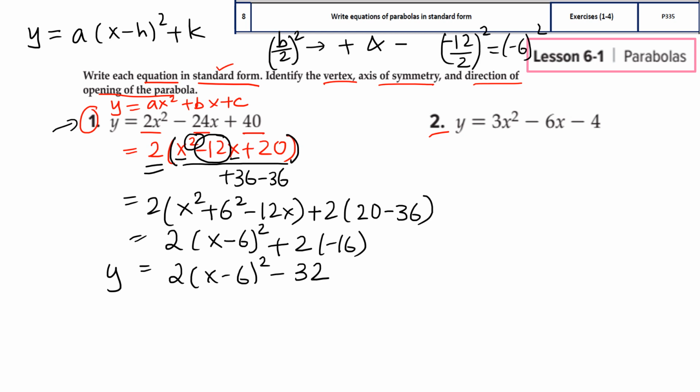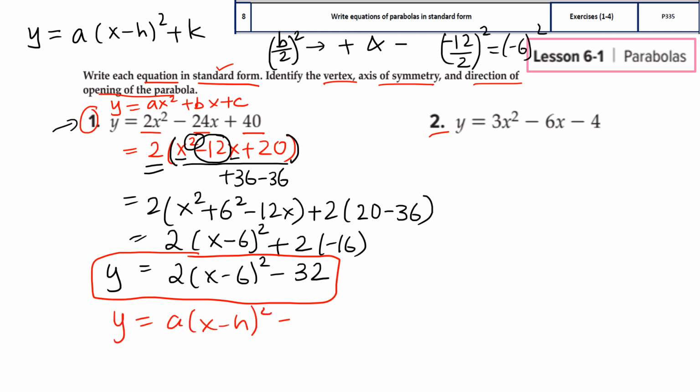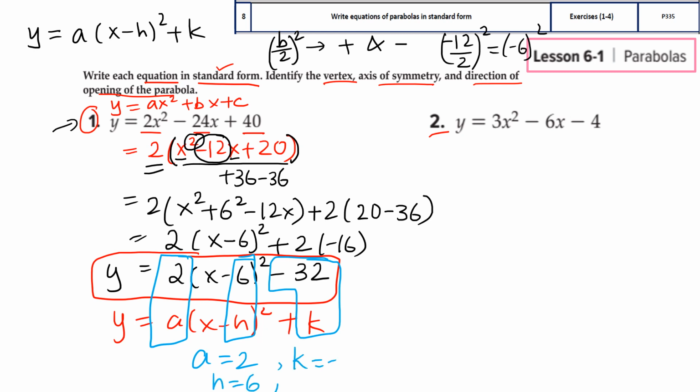Let us highlight this in a box and then compare it with the standard form so that we are getting everything easily. So comparison is quite easy. You compare this with this. So a is 2, h is 6, and k, don't forget the sign, is minus 32. So how much is your a? 2, h 6, and k minus 32.